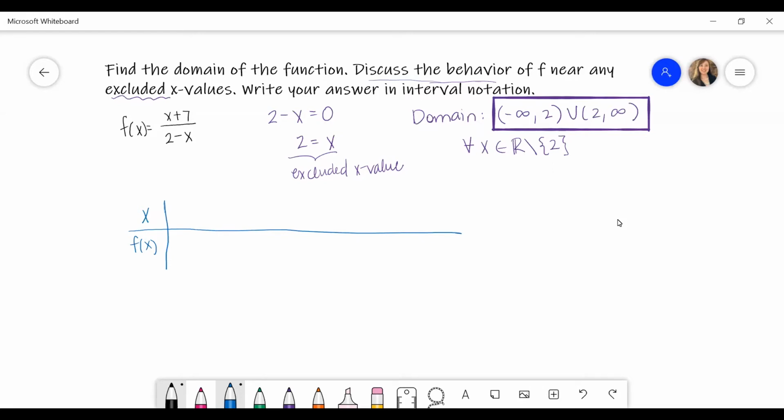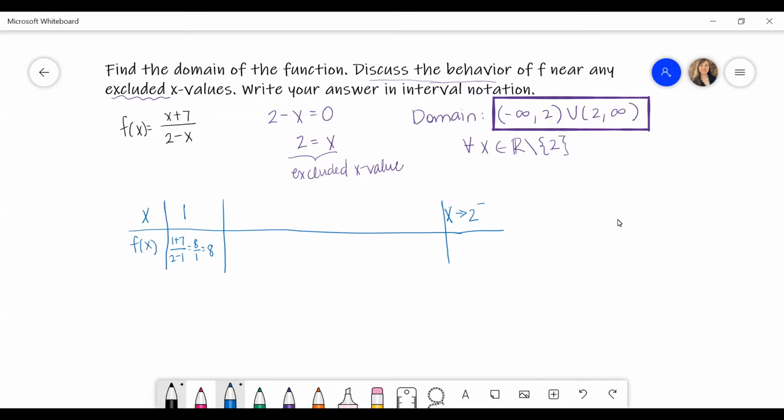So I want to approach 2. So x approaches 2. Often we start with the left. There's nothing particularly special about it. You could start on the right if you'd like. A lot of times we start about a number away, so like 1, right? So if we plugged 1 in, that would be 1 plus 7 over 2 minus 1. That would be 8 over 1, which is 8.